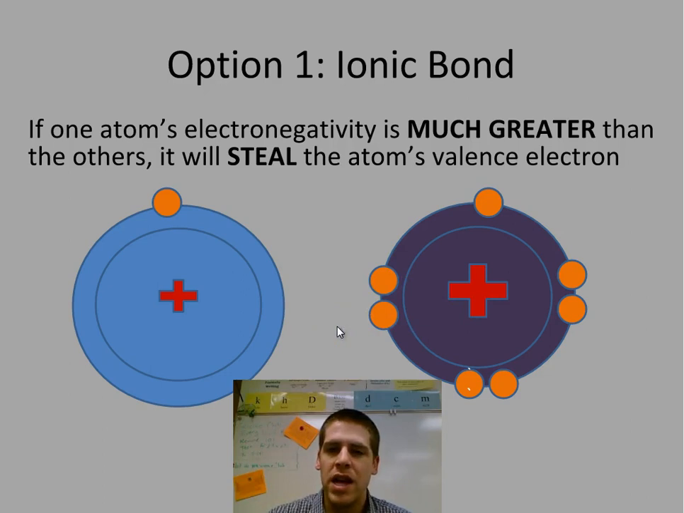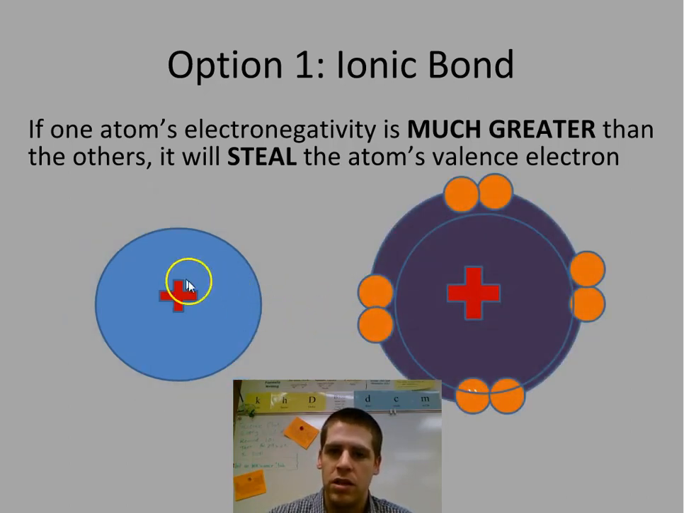Now that's ionic. That's always going to be between a metal and a non-metal. You should know that ionic is always metal and non-metal. We're going to deal more in covalent. There's a kind of image of us moving that electron from one to the other.